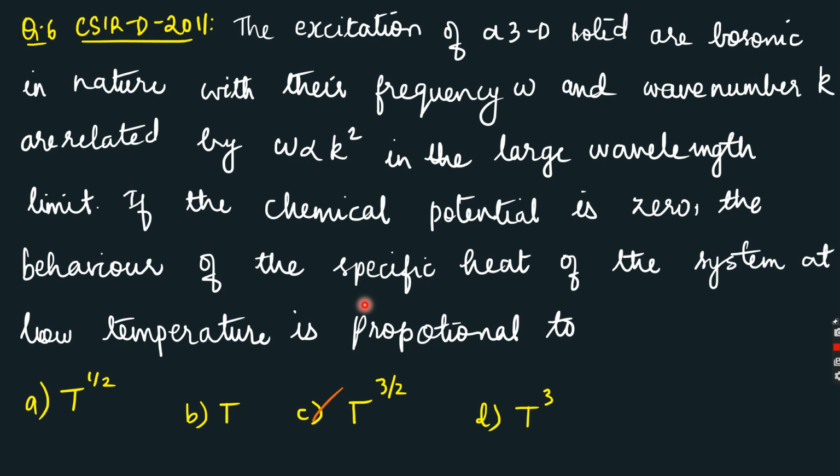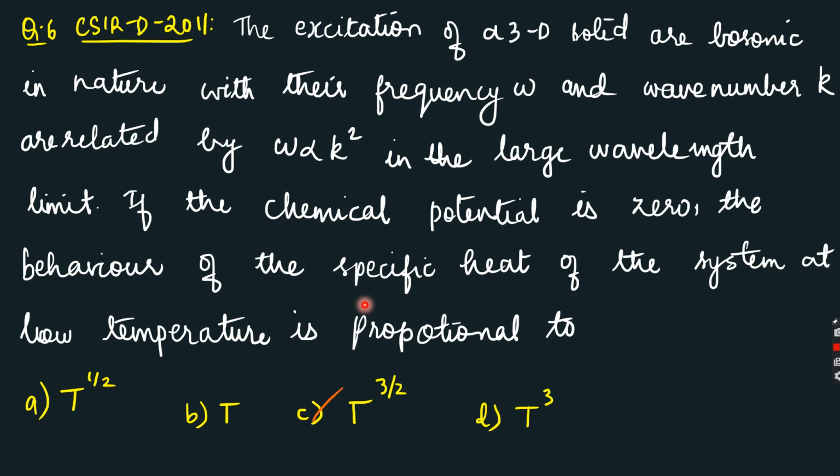Next, it's again from CSIR December 2011, and here the excitations of a 3D solid are bosonic in nature, with the frequency omega and wave number k related by omega proportional to k square, in the large wavelength limit. If the chemical potential is zero, the behavior of the specific heat of the system at low temperature is proportional to. So I have to find the specific heat of the system at low temperature.